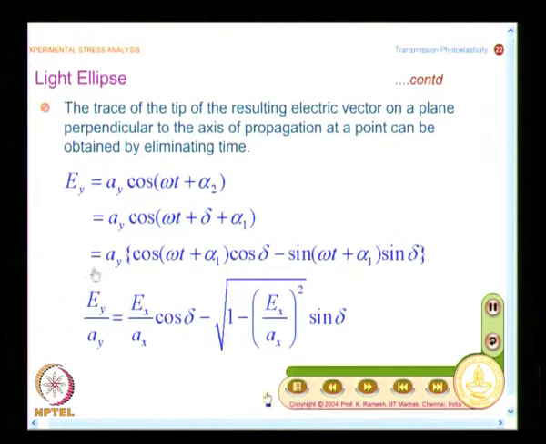And what I could do is segregate the terms and finally write the expression that would give you the trace of the tip of the resulting electric vector. So, what I have done is take this expression, replace alpha 2 in terms of delta plus alpha 1, use the trigonometric identity and get this expression, then replace the terms involving time by E x by A x, and now I have the final expression, and this could be further simplified. Can you do that simplification?